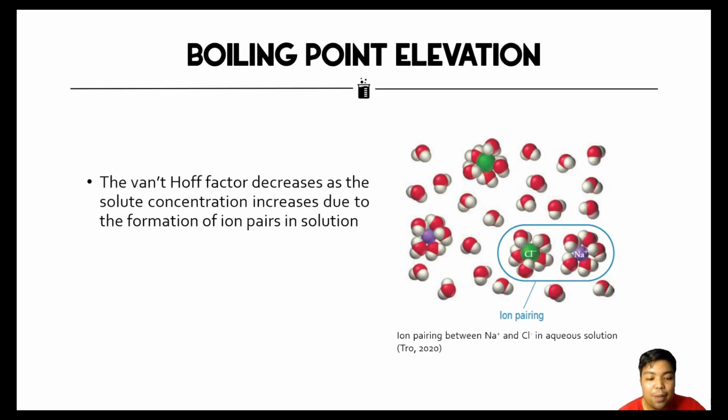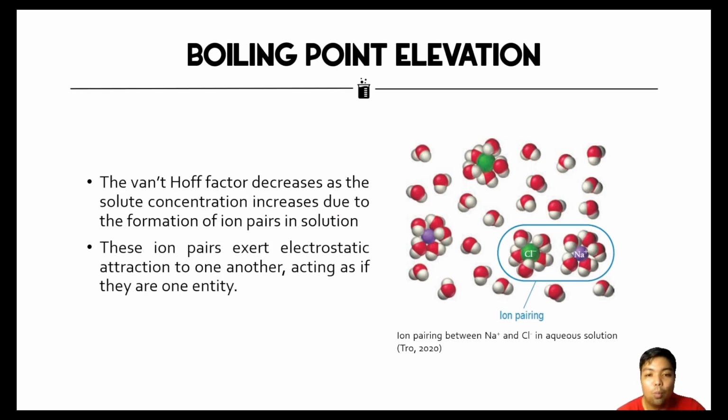And these ion pairs will act as if they are one entity instead of two separate entities. So how is this related to the decreasing trend of Van't-Hoff factor with increasing concentration? Now remember, since the concentration increases, the number of ions in your solution also increases. The greater the number of ions in the solution, the greater the probability that oppositely charged ions will come in close proximity with each other, and thus the greater the possibility of forming ion pairs.